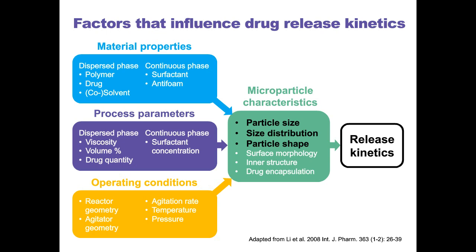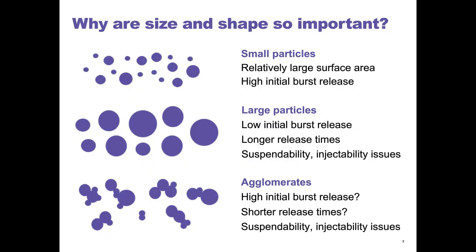Why are size and shape so important? If we look at small particles, these have a relatively large surface area with a high amount of drug absorbed on the surface that dissolves rather quickly, resulting in a high initial burst release. Due to their small size, these particles generally show shorter release times. Large particles, on the other hand, will show a low initial burst release and longer release times. However, they may suffer from suspendability and injectability issues if the particles become too large.